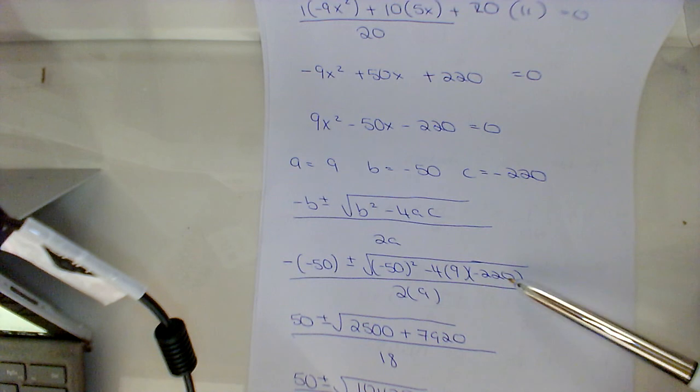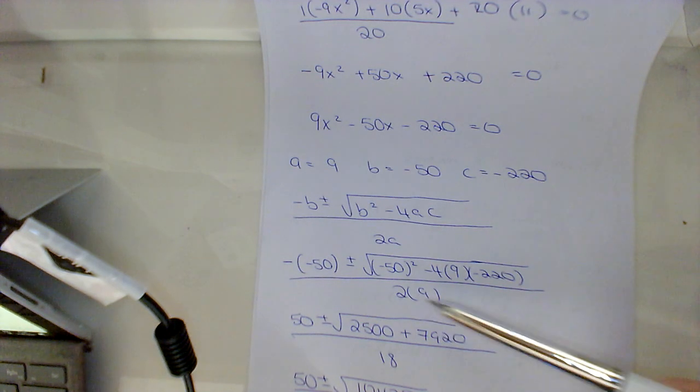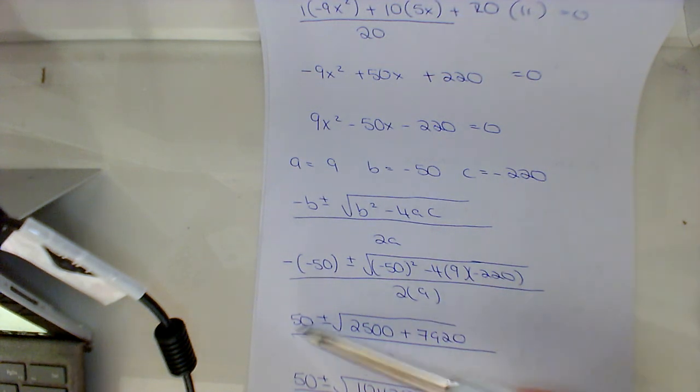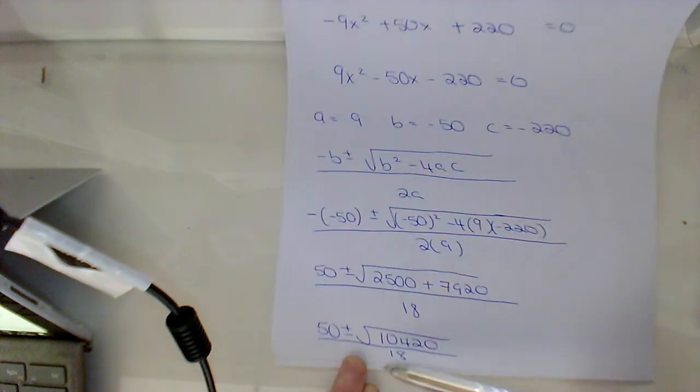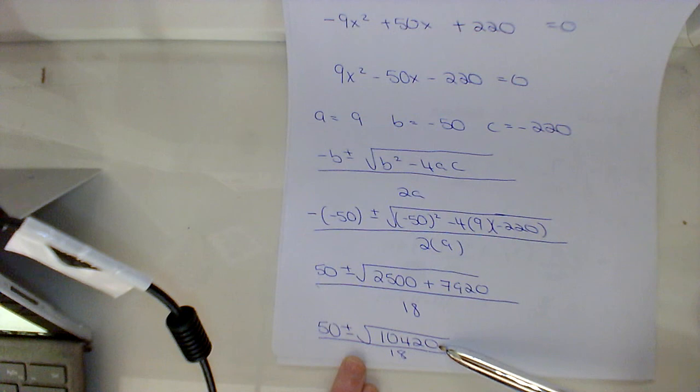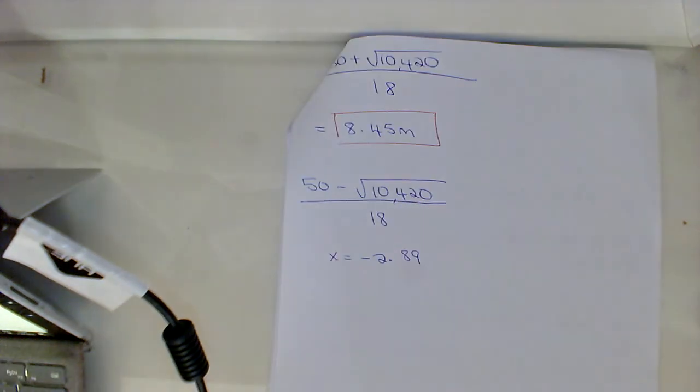And I have 50 plus or minus the square root of 10,420 all over 18. And then I'll have 50 plus square root 10,420 over 18 will give me 8.45 meters, and I'll get 50 minus the square root of 10,420 all over 18, and I'll get x is equal to minus 2.89. I can't have a negative distance because it told me it was above sea level, so I'm going to have to take the answer 8.45 meters.